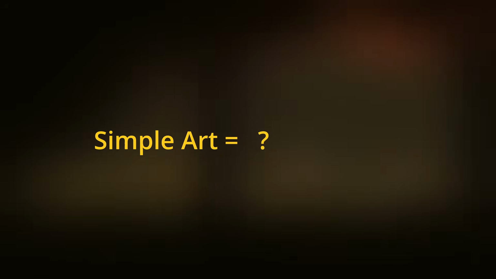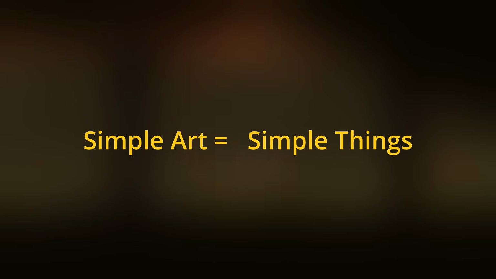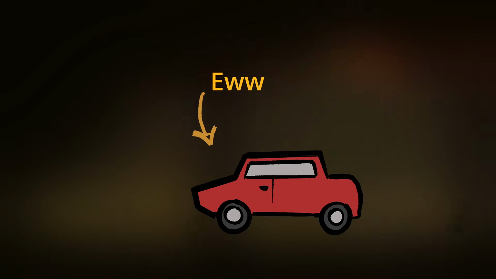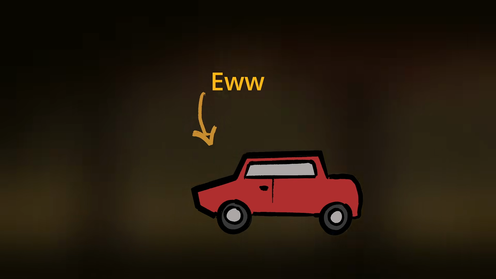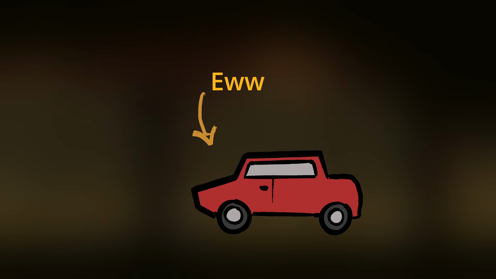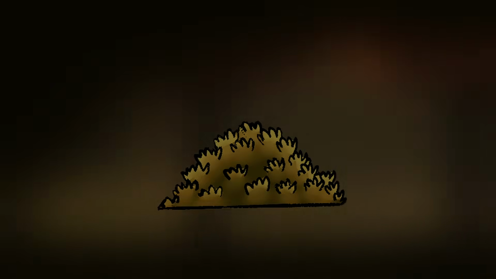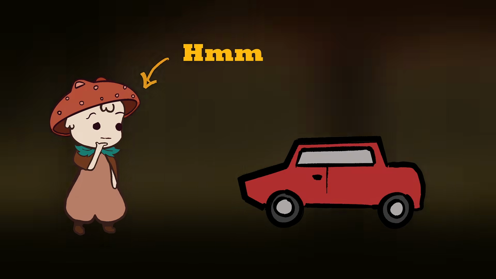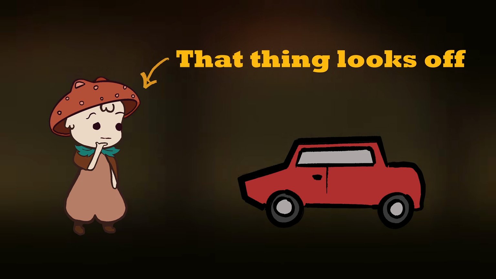I think one of the more important things to do when drawing simple art is to draw simple things. So we want to avoid complex objects like cars or buildings, and focus on simple objects like balls or rocks or bushes. Why? Because it's easier to make and notice mistakes for complex objects.